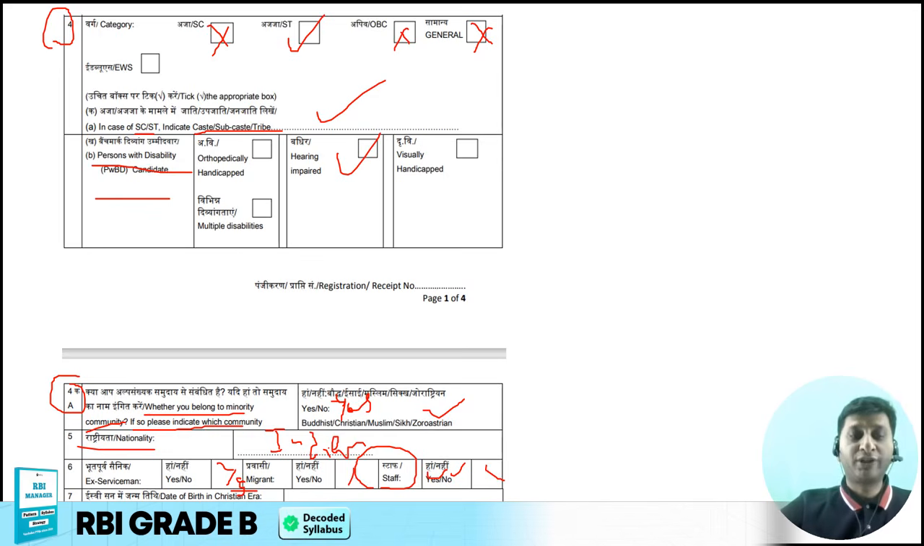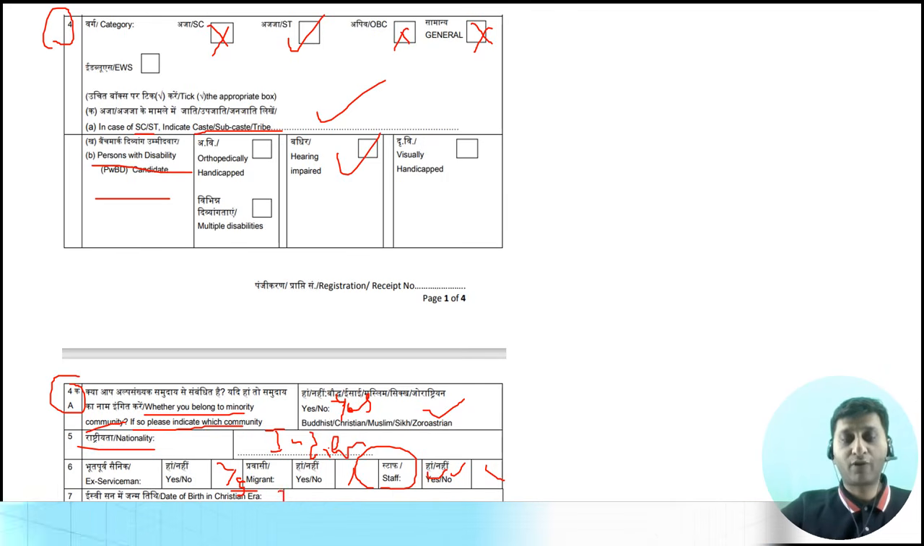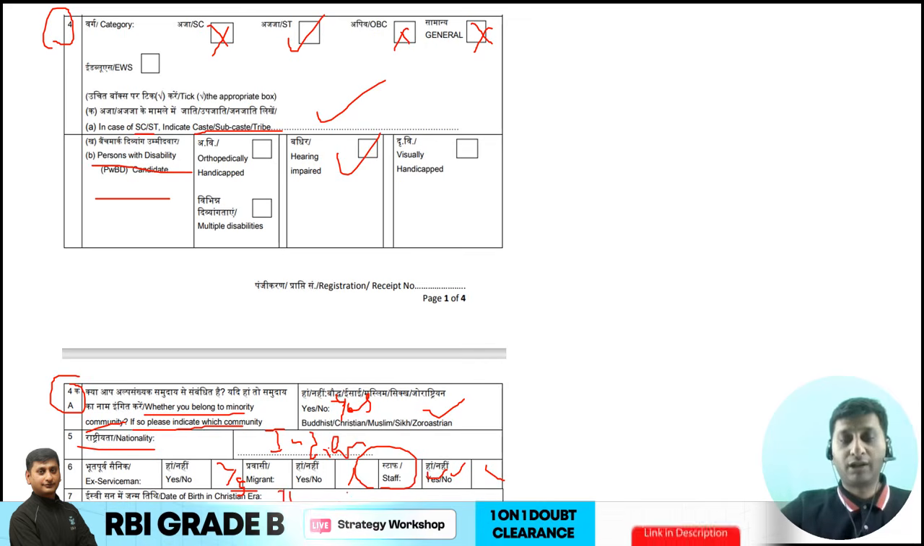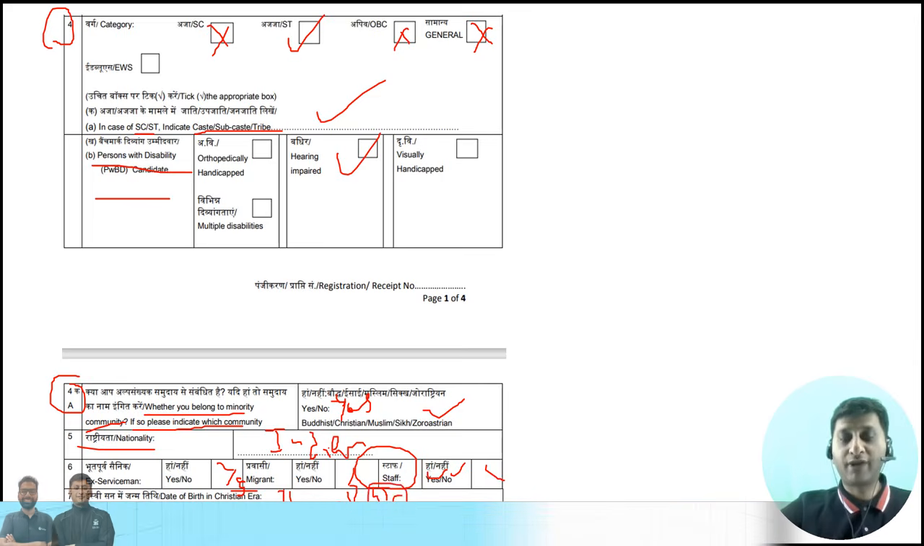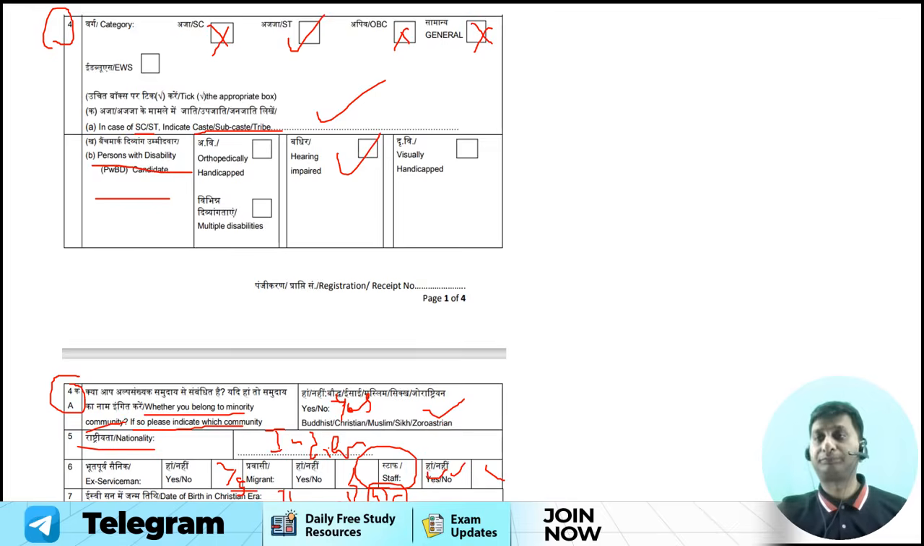Then you have to mention your date of birth in the Christian era. And the format is very clearly written. Suppose your date of birth is 21st August 1995. Then do not write 95 here. This is wrong, because the format is YYYY. You have to write 1995. This is a very common mistake which most people make. Please do not make this mistake.